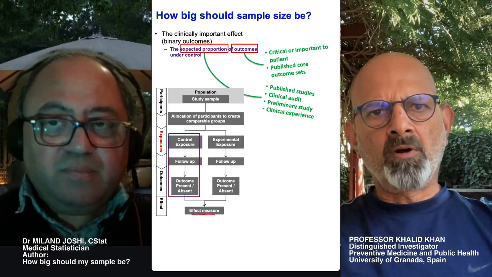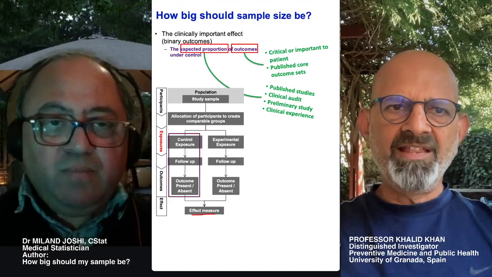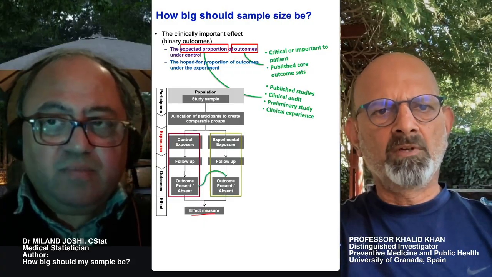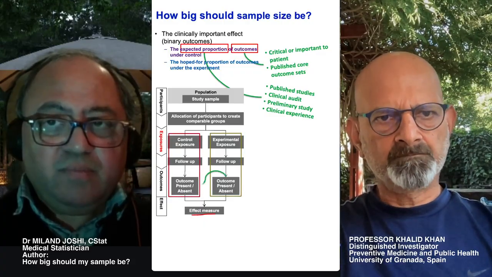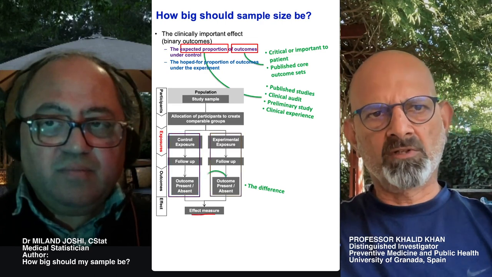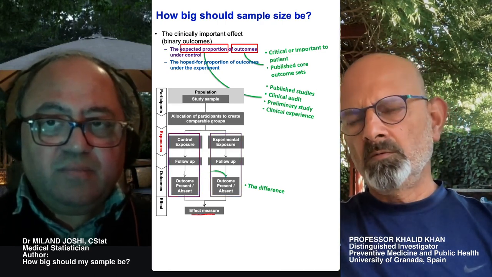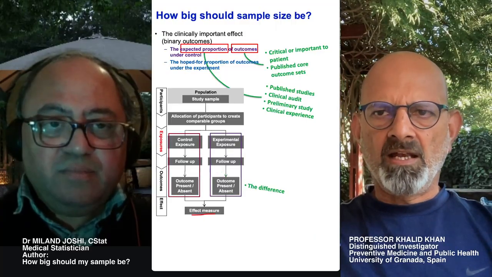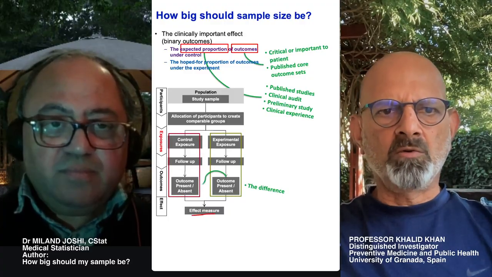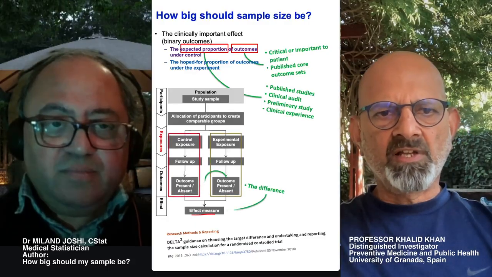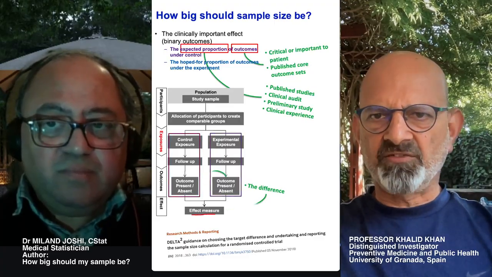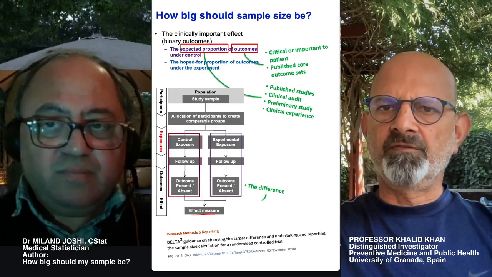So, from this basic knowledge, we can then move to the next step, which is what is the hoped for proportion of the outcome in the experimental group? And the difference between the expected proportion in the control group and the hoped for proportion in the treatment group, we come to make an estimation of the clinically important effect that we wish to discover through our clinical trial. Guidance concerning how this should be done is provided in detail in this publication that you see at the bottom of the screen in the middle.